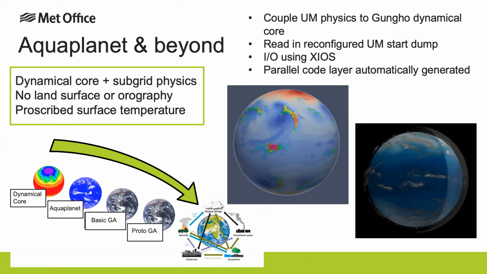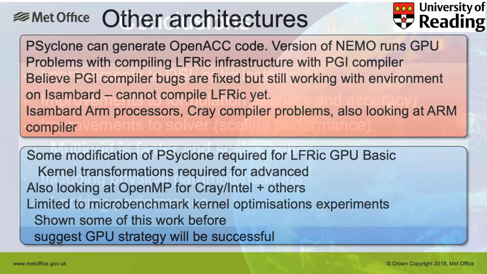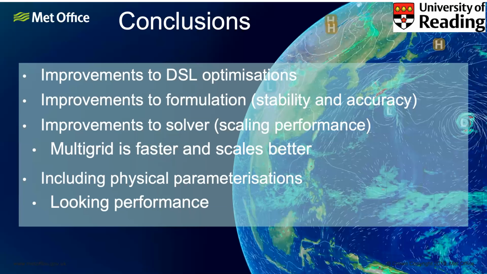I don't really have time to talk about other architectures, but we haven't done as much there as we would like. So in conclusion, we have lots of improvements from using the domain-specific language optimizations, improvements to the formulation give us better stability and accuracy, lots of improvements to the solver and great scaling performance for multigrid, as multigrid is faster and scales better, and we're including the physical parameterizations and looking at the performance for that. Thank you.